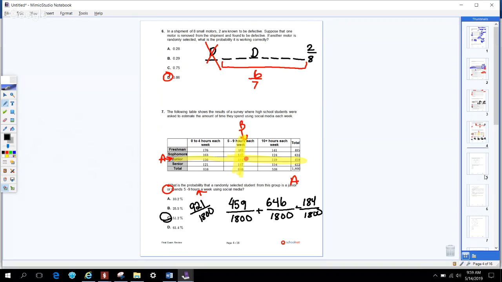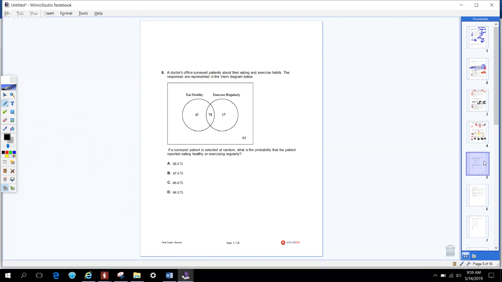Okay. Next, page 5, question 8. A doctor's office surveyed patients. Remember, there's going to be one question about Venn diagrams. A doctor's office surveyed patients about their eating and exercise habits. The responses are represented in the Venn diagram below. So you've got 42 people only eat healthy, 17 people only exercise regularly, 78 do both, 63 do neither.